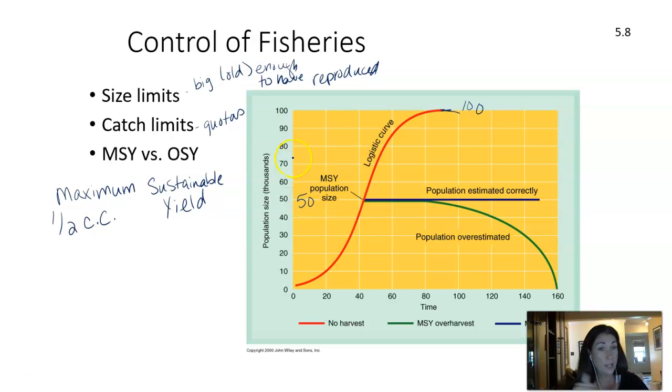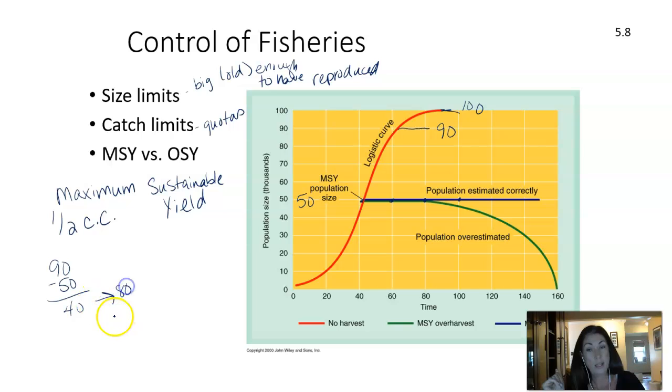Now, if our estimate is correct, you capture 50, that leaves 50 behind to reproduce. The next year you will have 50 again, and the next year 50, and this would continue on sustainably. But the problem is that we're not always right about the MSY. Let's say the actual carrying capacity is 90. So if your carrying capacity is 90 and you take out 50, that leaves 40 behind. So the first year you might be okay, that doubles to 80. And you take out 50 again, which you're assuming is your MSY.